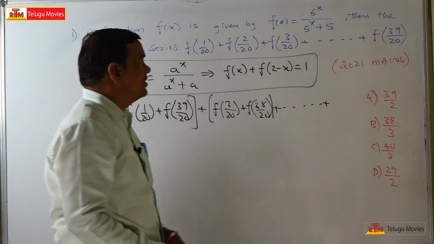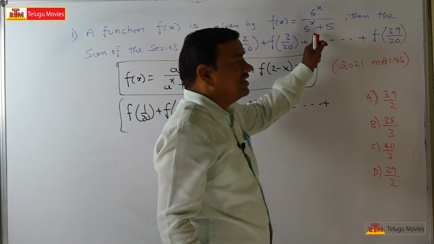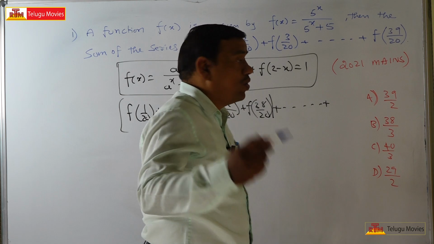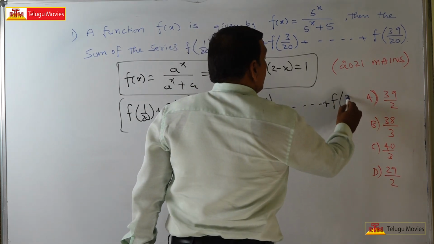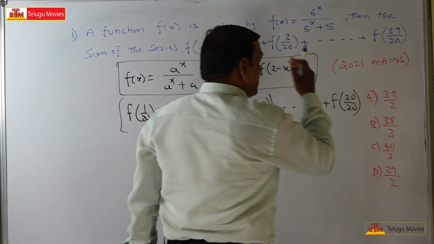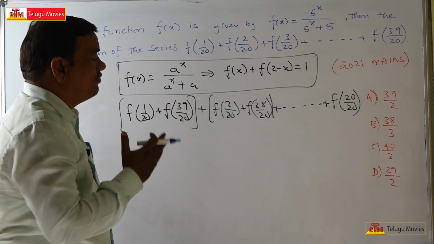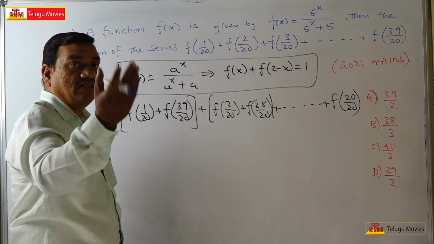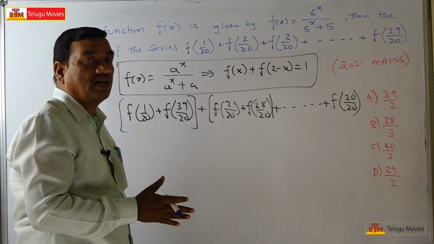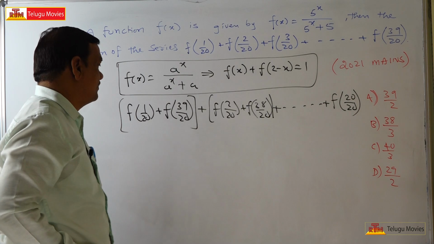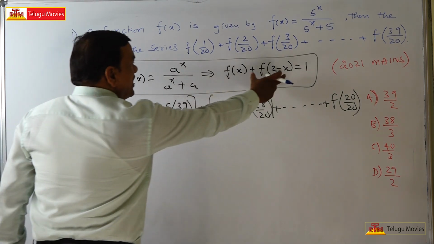If you observe, pairs from 1, 2, 3 up to 19 will be there. One and only one term will be left over, that is f of 20 by 20. Why? Because 20 is the middle term. There are 39 terms in total: 19 terms on this side, 19 terms on that side, and the middle term is the 20th term.